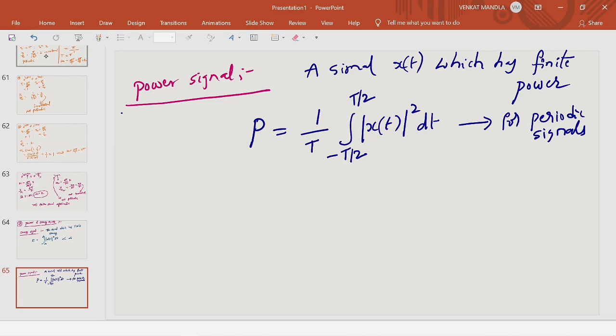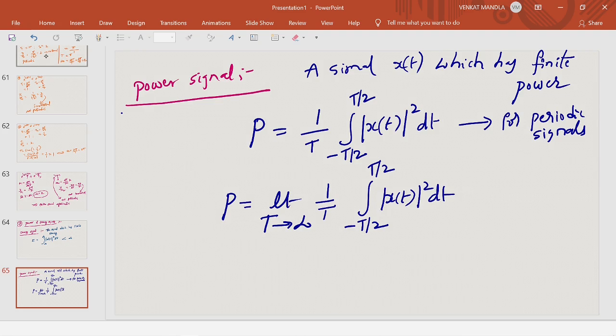And P equal to limit T tends to infinity 1 by T integral from minus T by 2 to plus T by 2 of magnitude of x of t whole square dt. This is for aperiodic signals. So power exists for both periodic and aperiodic signals. If it is a periodic signal, the formula is the first one. There is no limit T tends to infinity because for periodic signals, this is the average power.